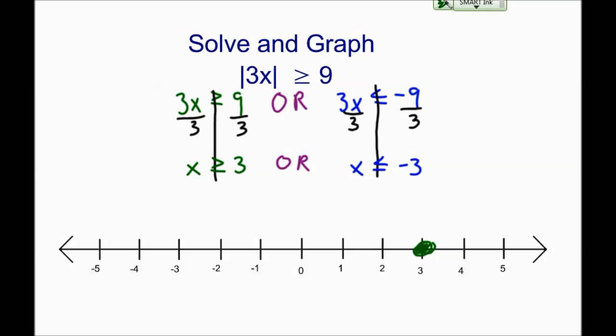So I'm going to fill in my circle, fill in my dot. Then I'm going to show all the numbers bigger than 3. All the numbers bigger than 3 are that way. Then graphing this one, I come over to negative 3. Since it says less than or equal to, I'm going to fill in my circle. And then I want to show all the numbers smaller than negative 3. So there I draw my arrow. So that is a basic tutorial on how to solve basic absolute value inequalities.